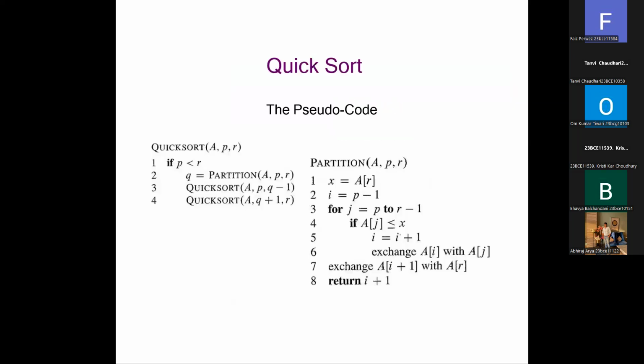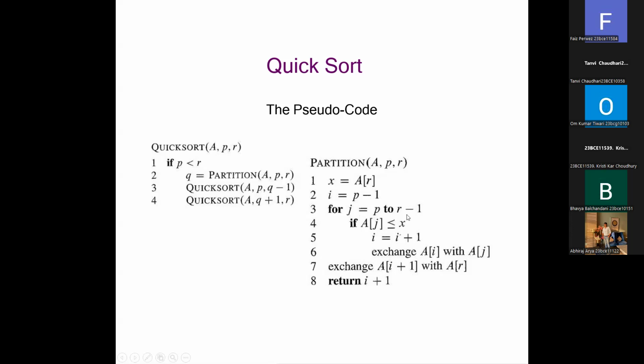Any doubt in the pseudocode of quicksort? In quicksort, we are using a partitioning algorithm. The partitioning algorithm is given separately. In the partitioning algorithm, we take the array, P and R, x equals A of R, the last index position, that is R is the size of the array, the last index position. Then i equals P minus 1.